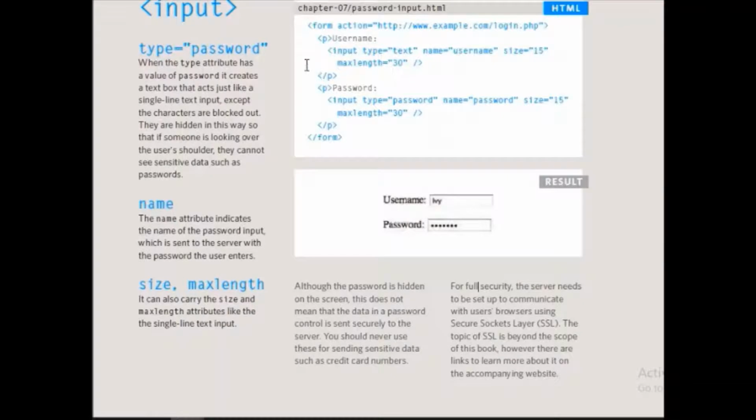For password input, you will give the same method, but you will now give input type is equal to password. Name is equal to password, size is equal to 15, maximum length. Name you can give any name. It's not necessary to give password. You can give any name, but it should be different. It should not be username. So input type is equal to password. You will have this output. Okay, you will not see the text when you type it.